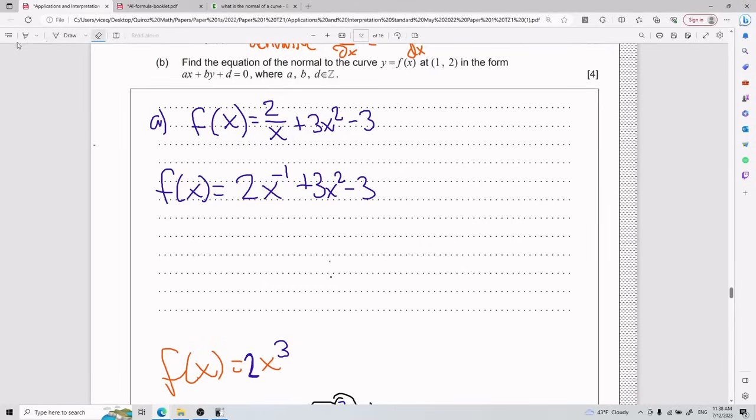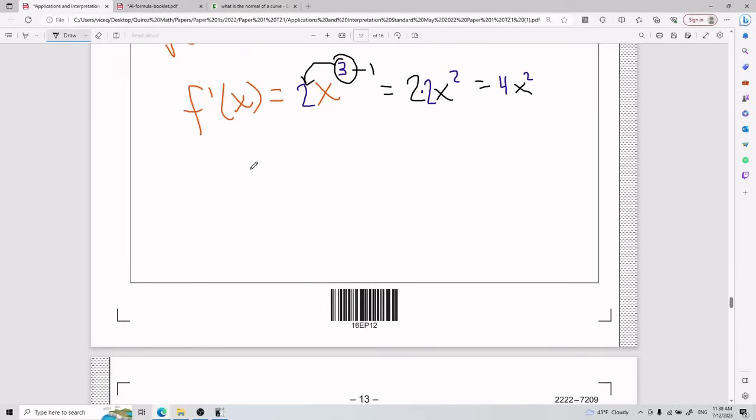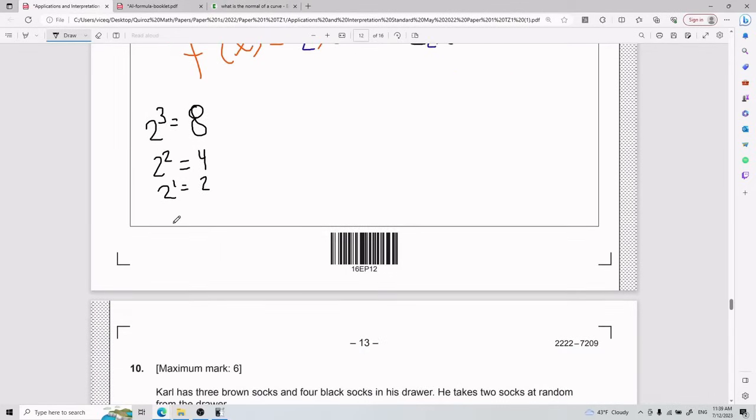If you're confused, let me show you a math pattern. I'm a little bit of a nerd, so you're going to have to deal with me. 2 to the power of 3, how much is it? 2 times 2 times 2. Very good, 8. 2 squared is 2 times 2, 4. 2 to the power of 1 is 2. 2 to the power of 0 is 1. 2 to the power of -1 is 1 over 2. 2 to the power of -2 is 1 over 4.